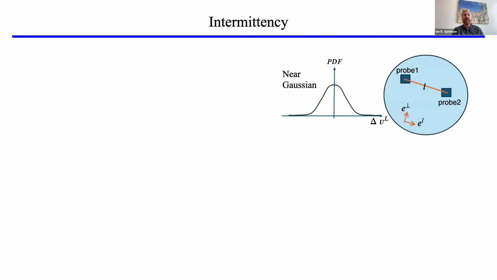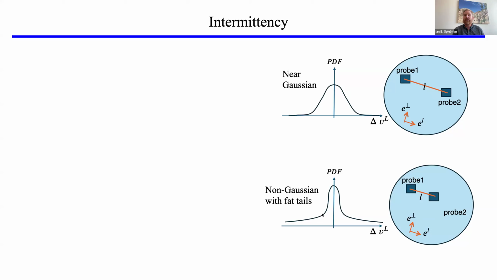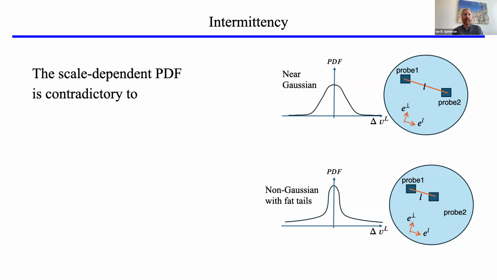The structure in the wings in the fluid dynamics community is known as intermittency. It's saying that for objects very far apart, the distribution is likely to be Gaussian. But as they move closer together, additional structure, this non-Gaussian behavior, can appear at the tails. So we have a scale-dependent probability distribution function, and that violates one of the original assumptions of the Kolmogorov theory, which is that there would be a scale-independent distribution function.